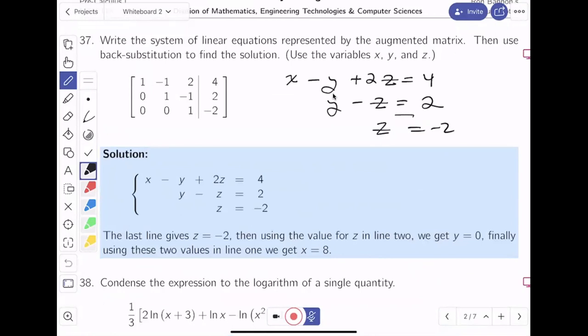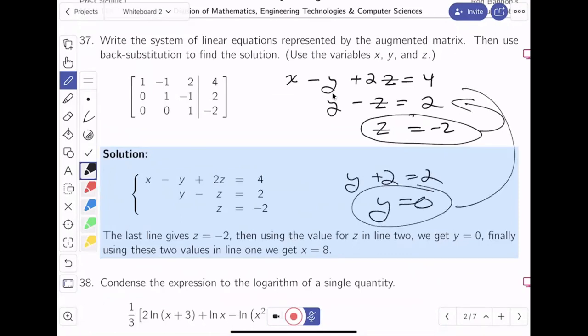Well, I got one answer. And I'm going to go backwards, see if I get the other one. What's the other one going to be? Y plus 2 is equal to 2, which means y is 0. I'm going to go backwards, put it up here. What do you get? X. Well, if y is 0, that's minus 0, which I'm not going to put down. And 2z would be minus 4, so x minus 4 is equal to 4, which means x is equal to 8.